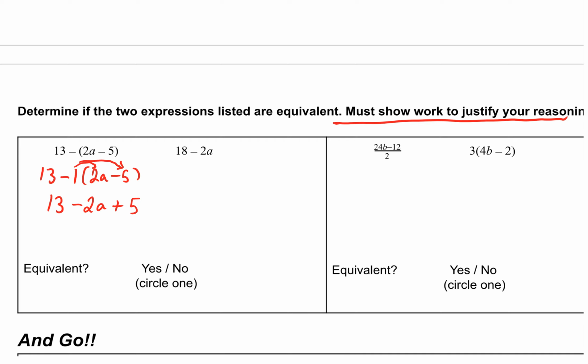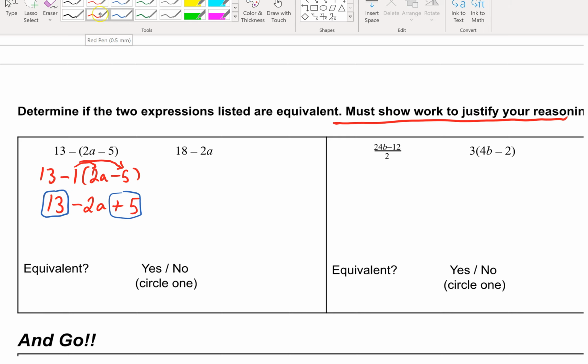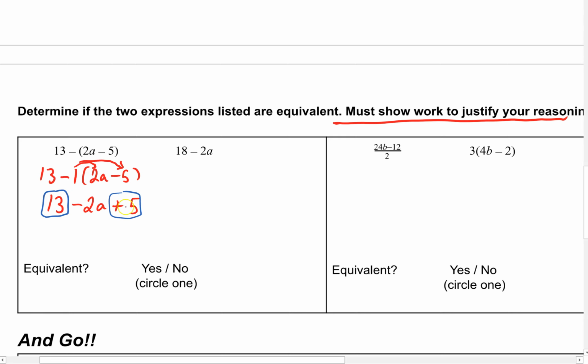And at this point, I hope you notice, once we've distributed, we can also, in this case, see if we could combine like terms. We're using two of these skills right now. And 13 plus 5, they're both positive. They add up to 18. And then, of course, you'd have an 18 minus 2a. What you have here are the same expressions. So we're going to say, yes, that is indeed true, that they are equivalent.